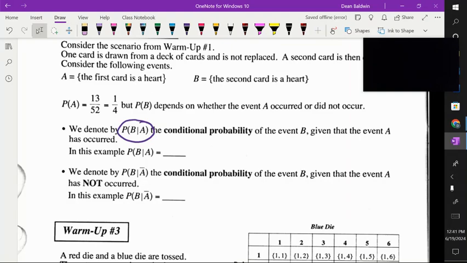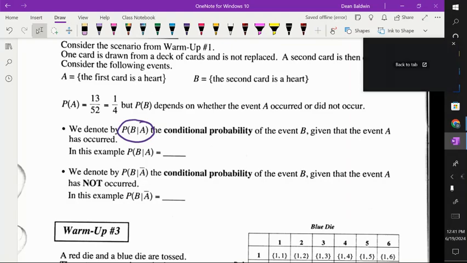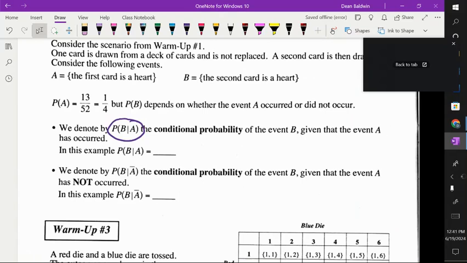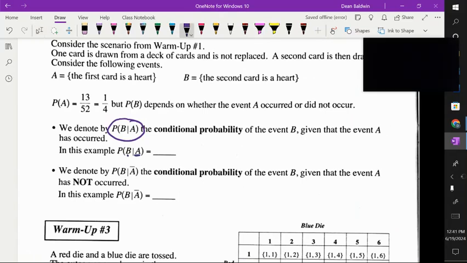Okay? So the probability we get a heart given that we already drew a heart. So what's the probability of getting a heart on the second card? 12 out of 51. Right? Because there's one less card in the deck.